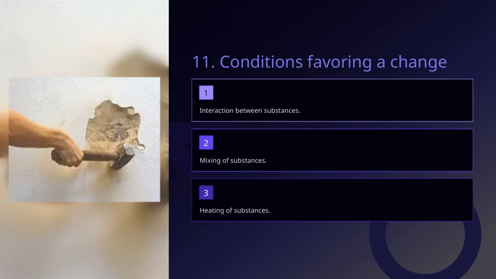Finally, heating of substances plays a crucial role. When we heat a substance, we supply energy that can help overcome activation barriers, making reactions happen faster or more completely. Heating is often used to accelerate reactions and push systems toward change more efficiently. Altogether, these conditions, interaction, mixing, and heating, are key factors that influence whether and how a substance will undergo a transformation. Understanding these helps us control chemical reactions in practical applications, from industrial processes to everyday chemistry.